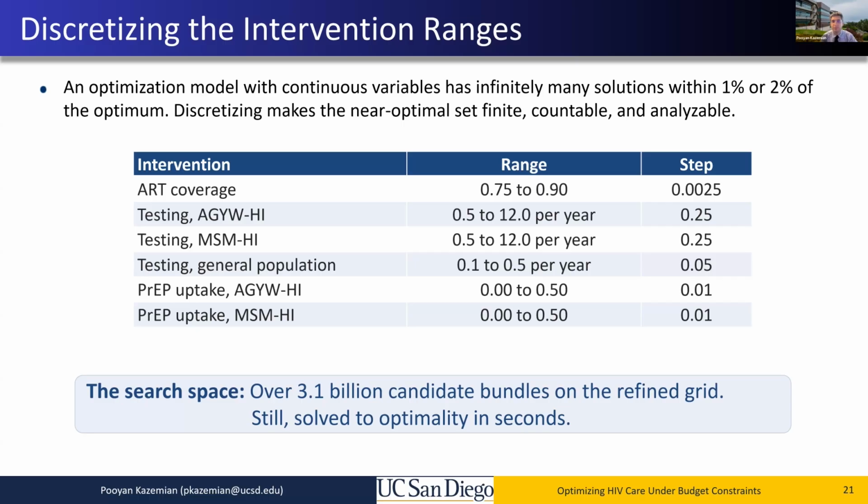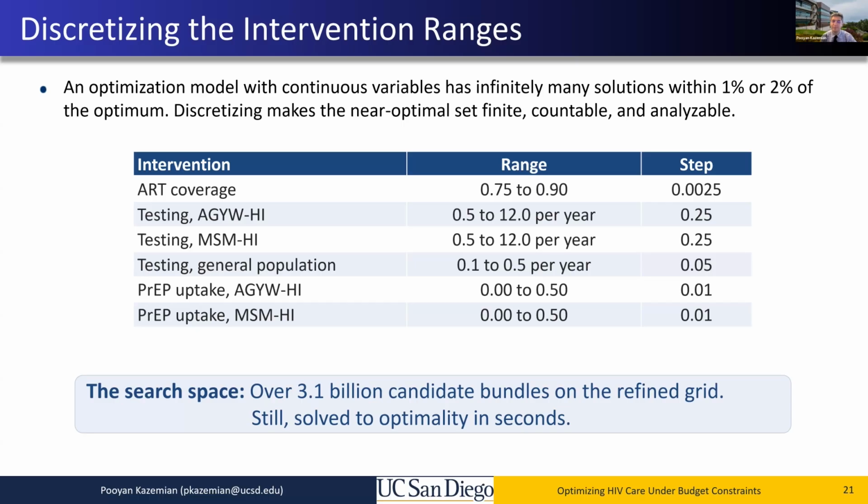Testing was modeled from 0.5 tests per year, which is essentially one test every 2 years, to 12 tests per year, which is testing every month. And the step was 0.25 tests per year. That was the step size. So using this discretizing scheme, we have over 3.1 billion candidate bundles in this grid.